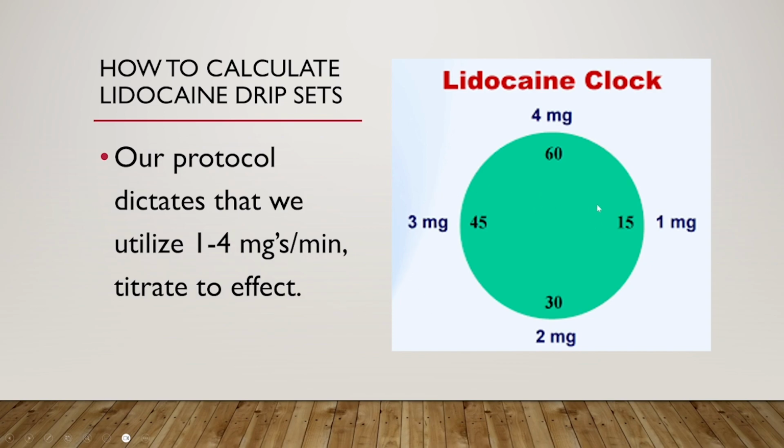And for the lidocaine clock, you know that 1 milligram is 15 drops per minute, 2 milligrams is 30 drops per minute, all the way up to 4 milligrams, which is 60 drops per minute. That's kind of hard to calculate, but 1 milligram would be administered basically every 4 seconds. 2 milligrams is going to be once every 2 seconds, and then 4 milligrams will be 1 drop every second.